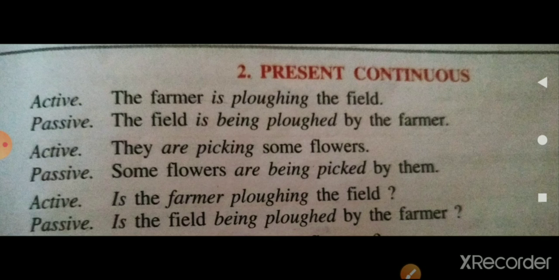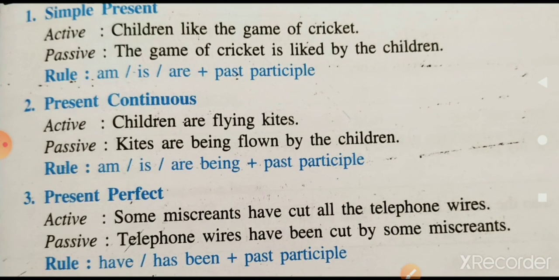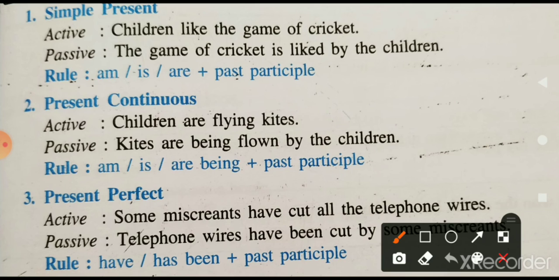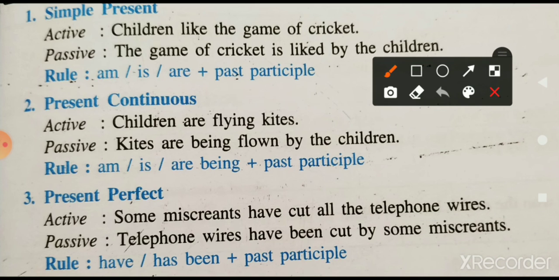Now children, moving forward, we are going to see how we change present perfect. So let's see an example. The first example here is active voice. An example of active voice is: some miscreants have cut all the telephone wires.